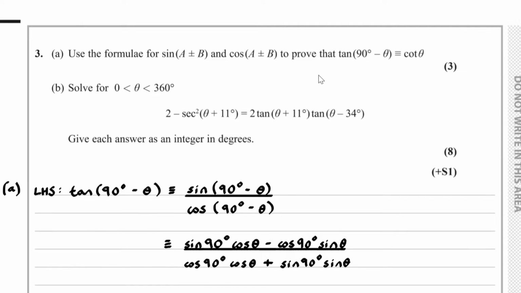For part B of the question, we have to solve for theta being in between 0 and 360, the equation 2 subtract sec squared of theta plus 11 degrees equals 2 times the tangent of theta plus 11 degrees multiplied by the tangent of theta minus 34 degrees. And we have to give each answer as an integer in degrees.